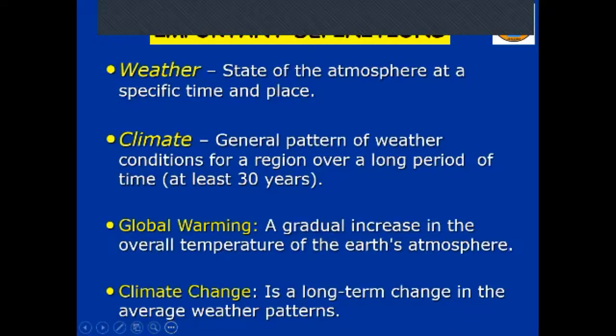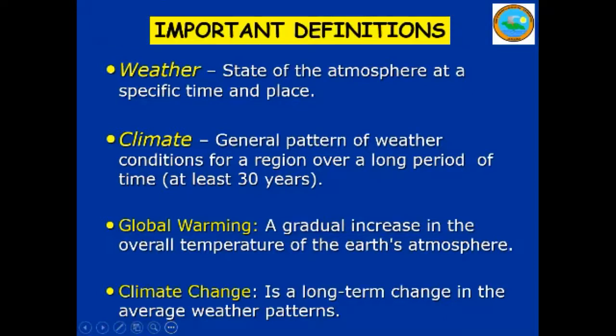Weather is the state of the atmosphere at a specific time and place. What this simply means is whatever is happening outside, that is the weather. If outside is sunny, that is the weather. If outside is rainy, that is the weather. If outside is dry, that is the weather. If outside just feels cool, that is the weather. If it feels windy, that is the weather, right? So anything that is happening right now, at the current place and time, that is weather.